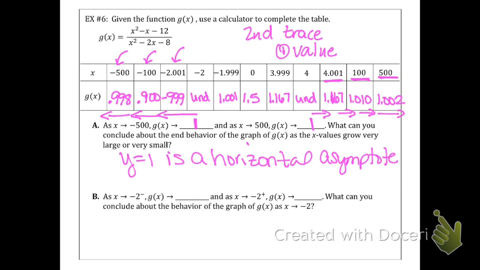All right, as x approaches negative 2 from the left. So let me erase some of my little extra lines I drew in here. I'm going to have to make that eraser smaller.